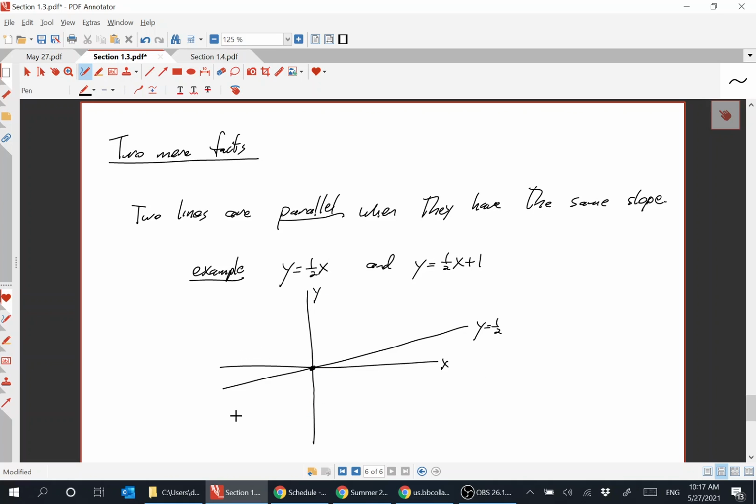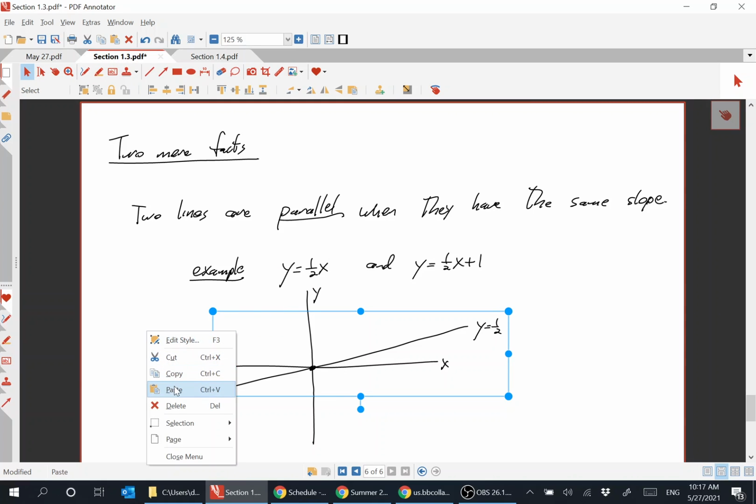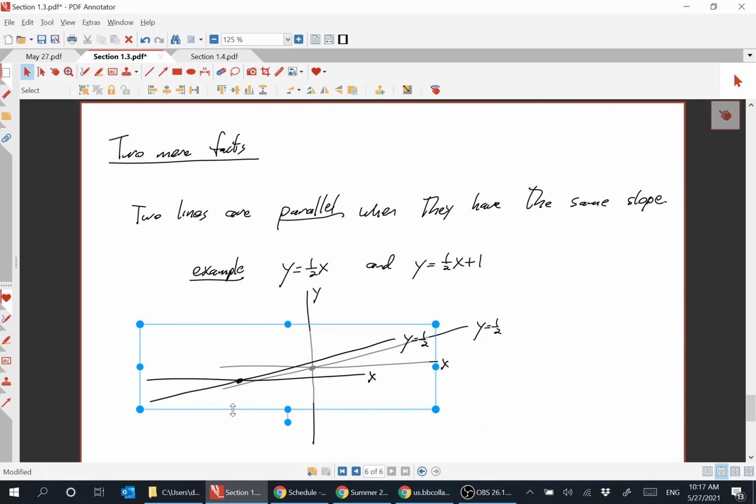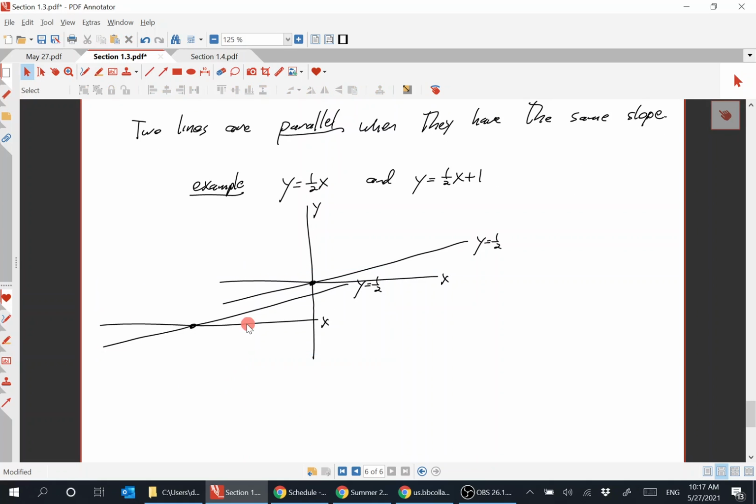Now, if you want a parallel line, y equals 1/2 x plus 1. Oh, it's not going to work. Hold on.